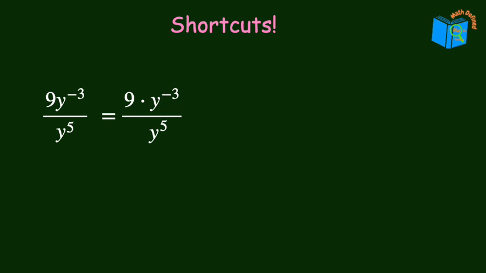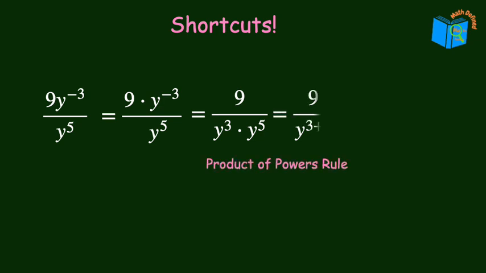Instead of expanding everything out this time, let's use a shortcut. I can change the negative 3 exponent to positive 3 by placing y to the negative 3 in the denominator, keeping the 9 in the numerator, and bringing over the y to the 5th power. Next, I'll simplify the denominator by using the product of powers rule, keeping the base of y and adding their exponents. This results in 9 over y to the 8th power.